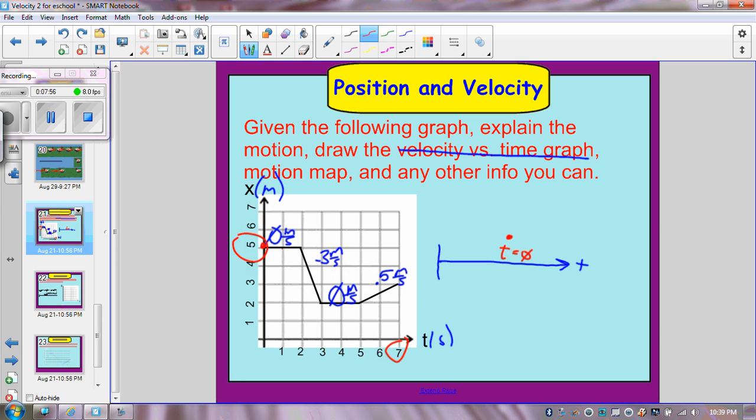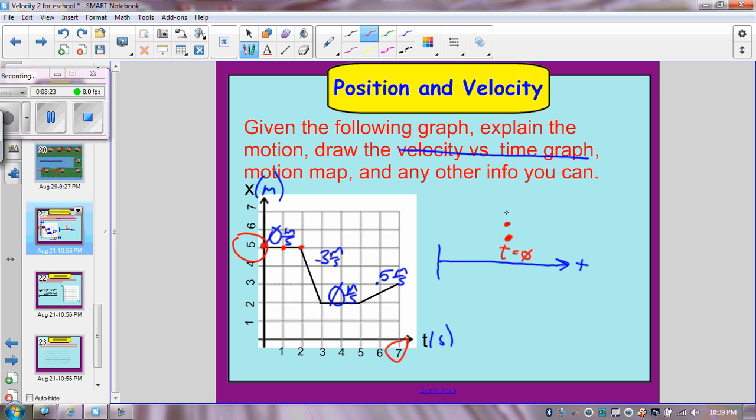Then at time 1 second, the object is still motionless. Now rather than drawing the second dot right over it where you can't even see it, we like to draw the dots on top of each other if they're still at the same position. Now, at time equals 2 seconds, we can assume that the object is beginning to move. So I'm going to go ahead and draw that third dot representing time equals 2 seconds.